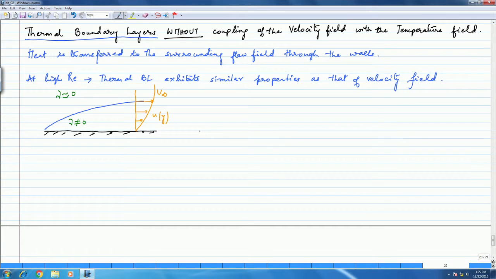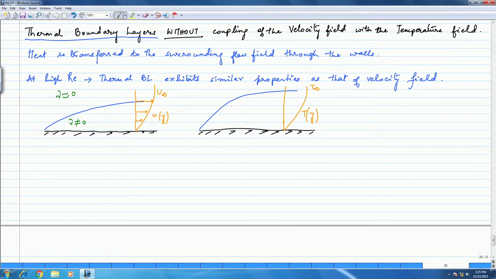So, this is a velocity field across the boundary layer. It will be similar to what we said, but without commenting on it, I am going to just draw it that way. And there is going to be a temperature profile, and this is T. We will look at that. We will see how this will look. Is this a correct profile or not?